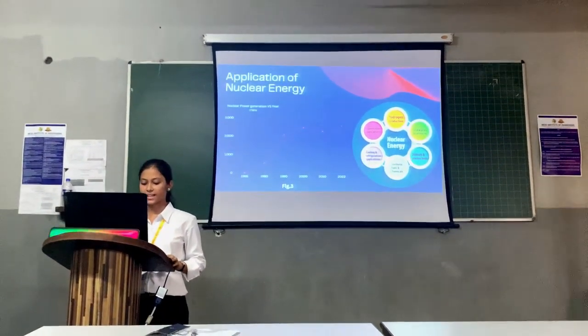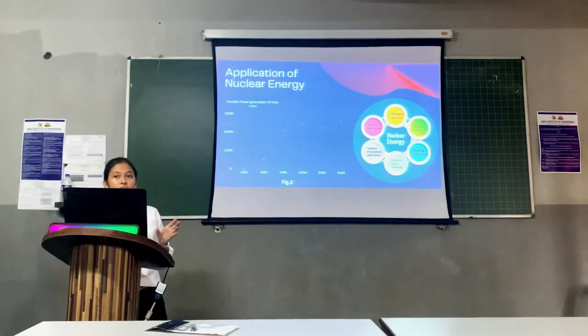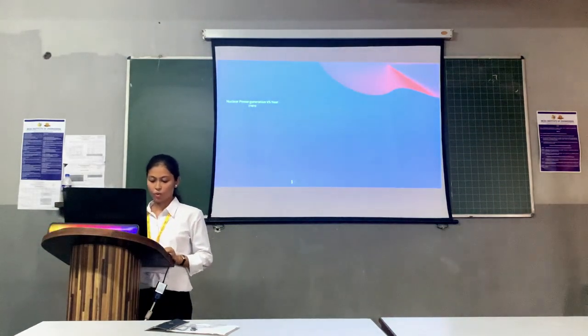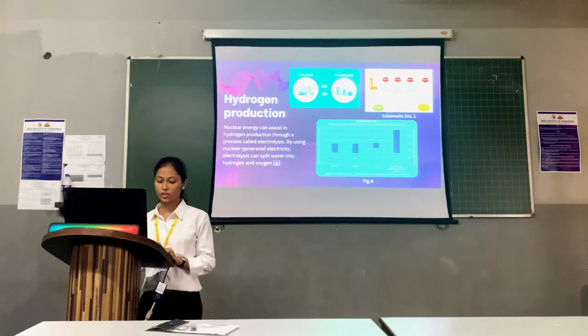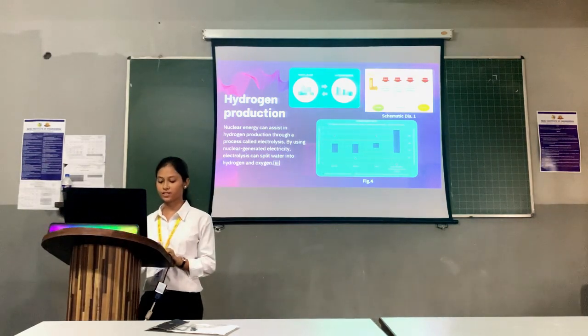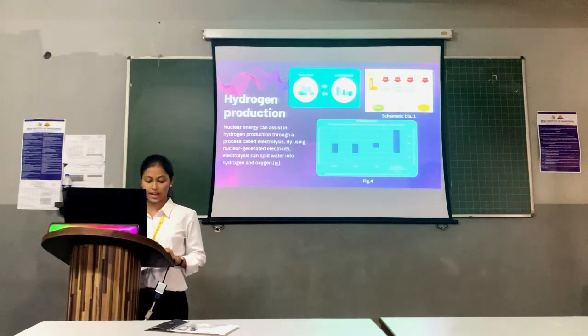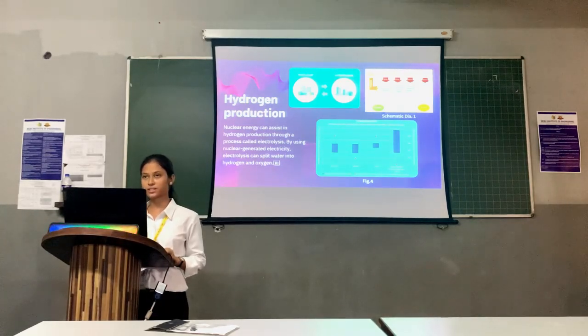Now moving to the next slide, application of nuclear energy. Here is a graph that depicts the nuclear power generation till 2022. One of the applications of nuclear energy is in hydrogen production. Nuclear reactors generate high temperature heat which can split water into hydrogen and oxygen, and this hydrogen can be used by industries like the petroleum refining industry, chemical manufacturing industry, and metal sheeting, etc.